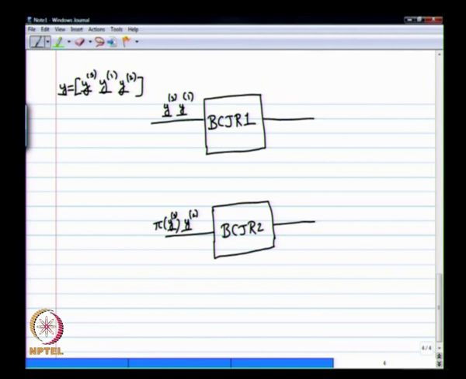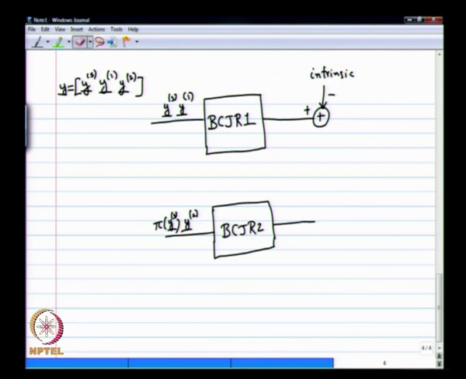What you have to do is figure out what BCJR1 is producing which is extrinsic to BCJR2. I'll tell you how to figure that out. You subtract the intrinsic information, and you will get the extrinsic information. What should I do with the extrinsic information? It should go to BCJR2.